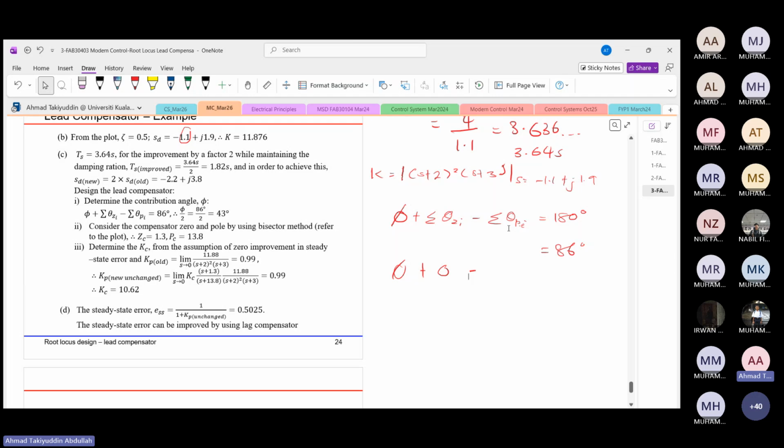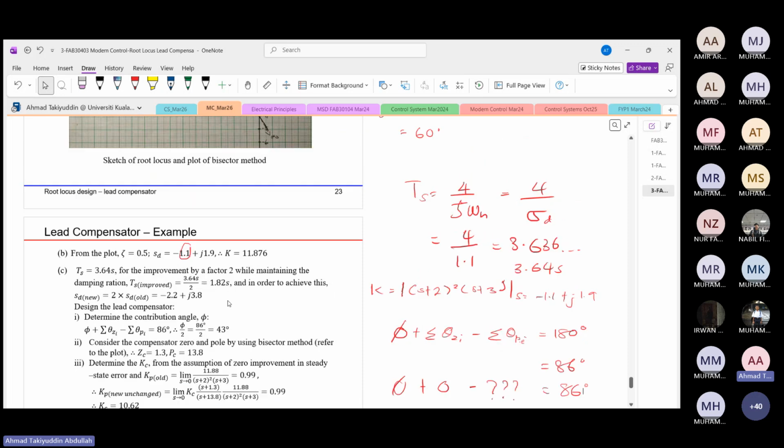Once you have the poles angle in consideration, I'm just going to put a question mark here because you are going to have at least three values of this poles angle, and you are going to have it equal 86 degrees. So have your plot, and in my plot here, I'm going to have it be 86 degrees.